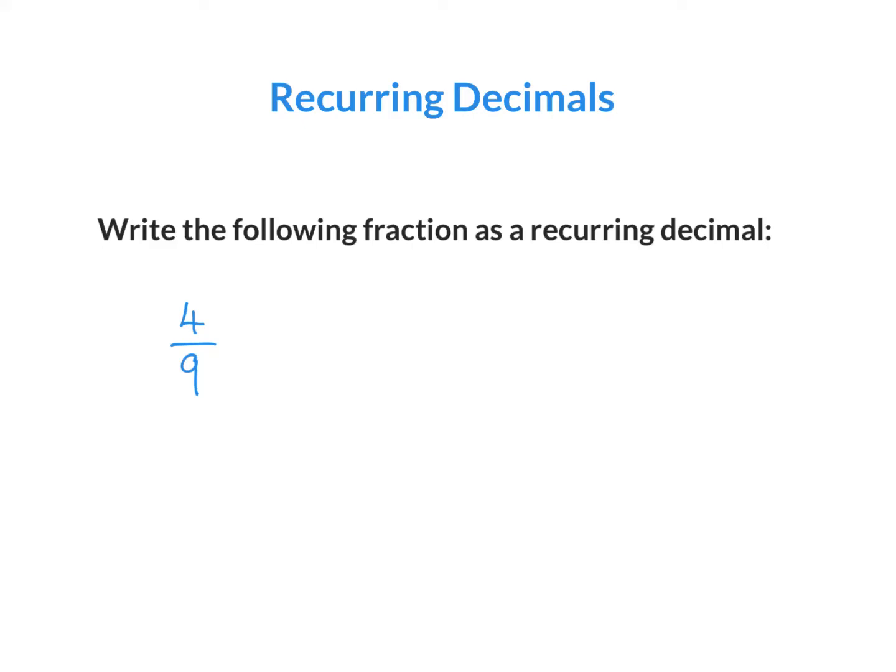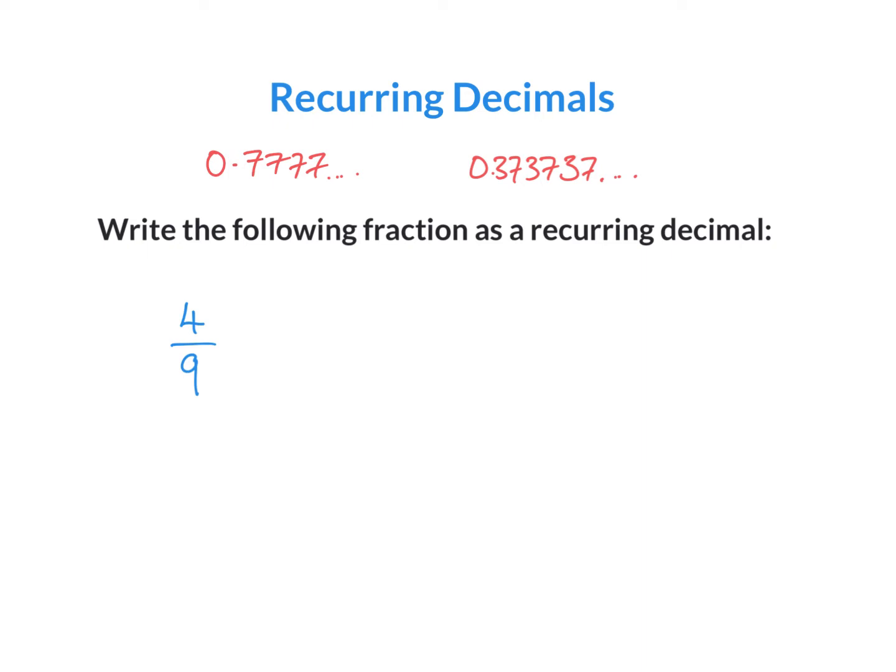A recurring decimal is one in which a number is repeated, or a pattern of numbers is repeated, after the decimal point. So something like 0.7777, and it keeps on going forever, is a recurring decimal. But so is 0.373737. If that keeps on going as 37 all the time, we call that a recurring decimal.